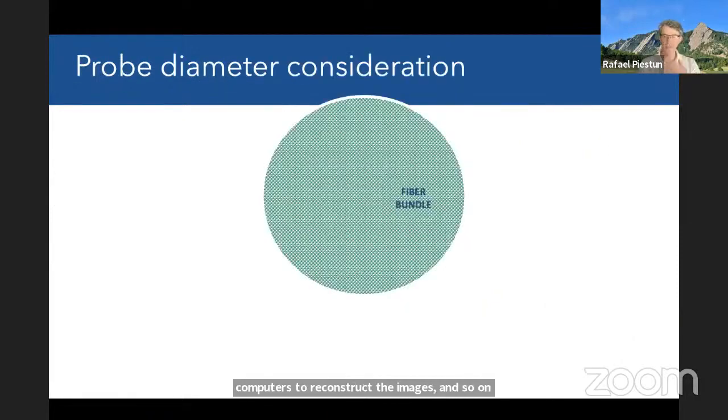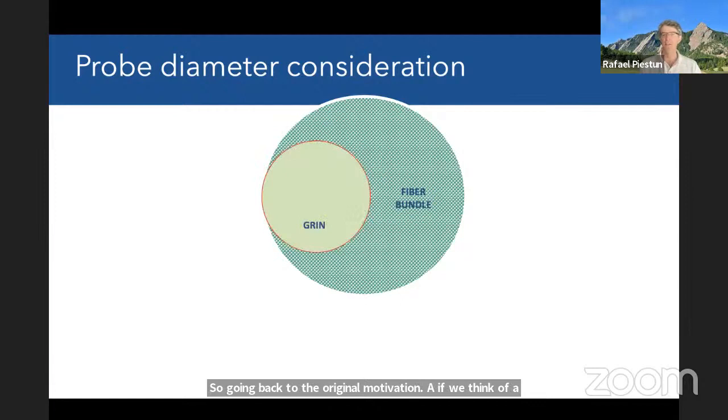So going back to the original motivation, if we think of a fiber bundle having around 1 micron in diameter and a green lens having about half a micron, we're talking about multimode fibers that have 100 micron in diameter. So basically what we're looking at is about 2 orders of magnitude lower cross section. And that's what will enable us to do minimum damage on whatever sample we are going to use this.